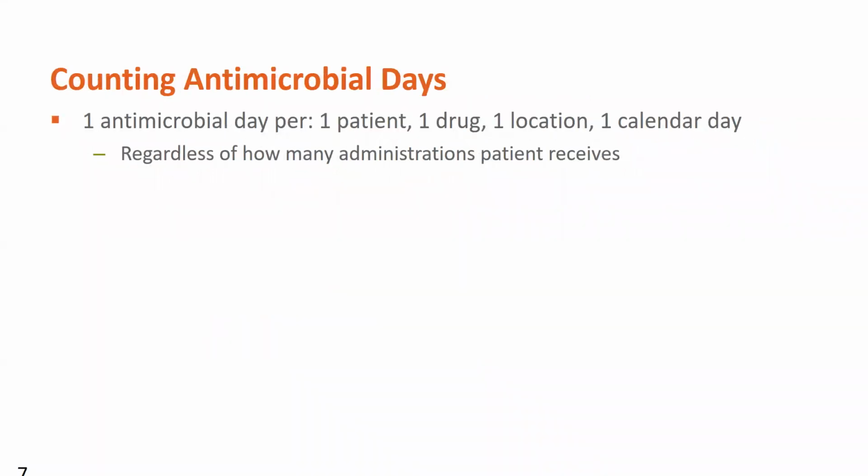So within the AU option, we consider 1 antimicrobial day per patient, drug, location, or patient care unit, and calendar day, regardless of how many administrations that patient receives. So if they have a drug that they receive twice a day, let's say they're on Cipro and they get that twice a day, that would still only count as 1 total Cipro day for that patient, even though they received that drug twice in that 1 calendar day.